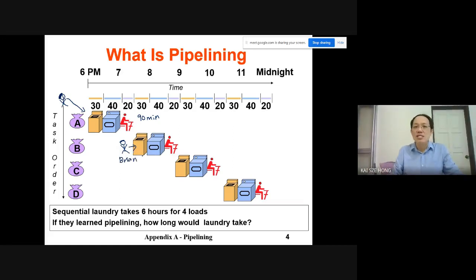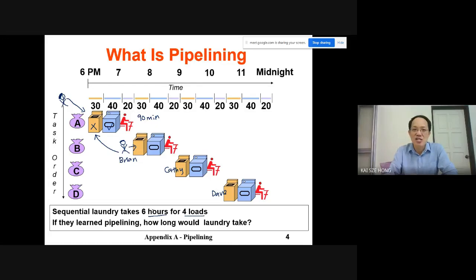So what is the problem with this process? It's very, very time consuming. And then you waste the resource. You can see after Brian, Dave comes here, and then Kathy also comes here. Okay, so you can observe that for the first 30 minutes, the washing machine has completed. There's no job here when this is running. So it's better that Brian will be able to use this washing machine right away, right? Before the whole task completes, right? So this is actually the concept of pipelining. Okay, so sequential laundry takes 6 hours for four loads.